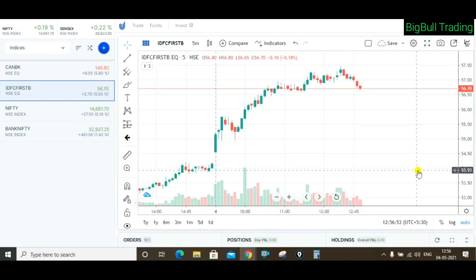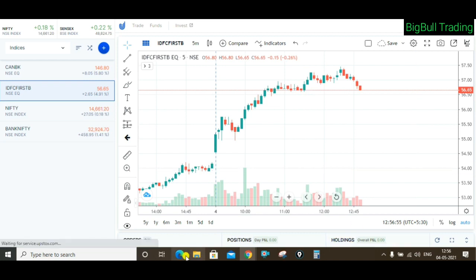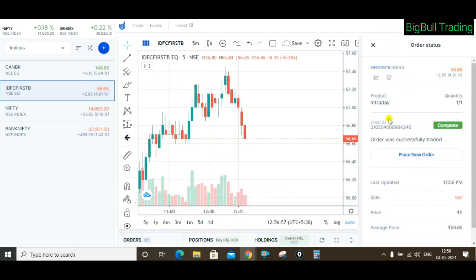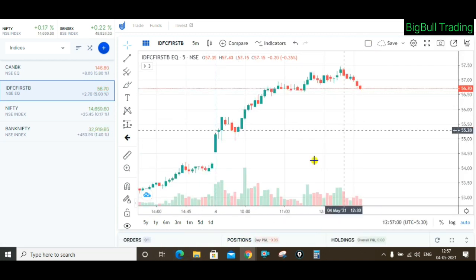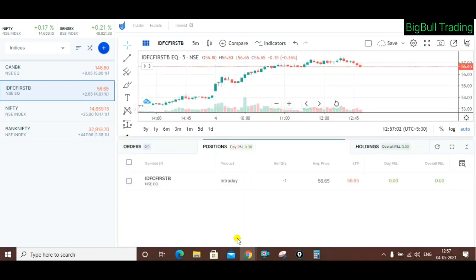So once we put this, you can see the order is completed. So I sold the share already. So if you go in the position, you can see that the share is sold at the price of 56.70. So now I will show you how you can put the stop loss and the target.